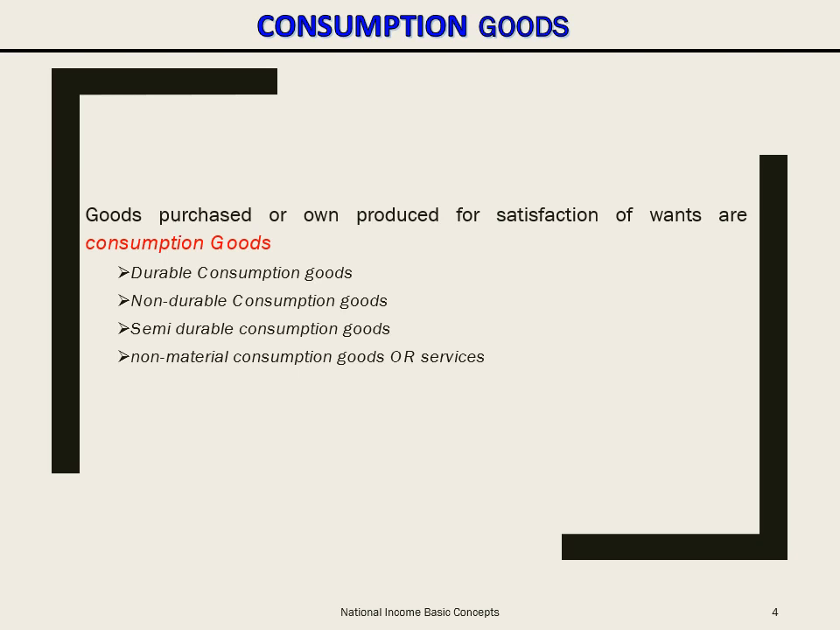For example, the television set, we can use that for a longer period of time, so it can be called a durable consumption good. Then what are non-durable consumption goods? Non-durable consumption good is the bread I purchase for the satisfaction of my want. I consume it, it gets finished off, so that becomes a part of non-durable consumption good.